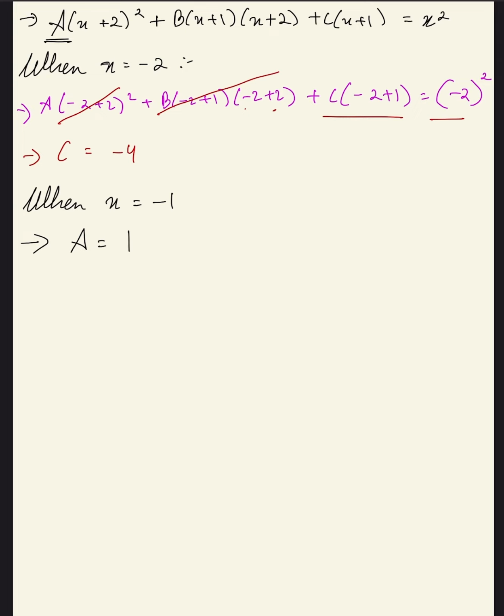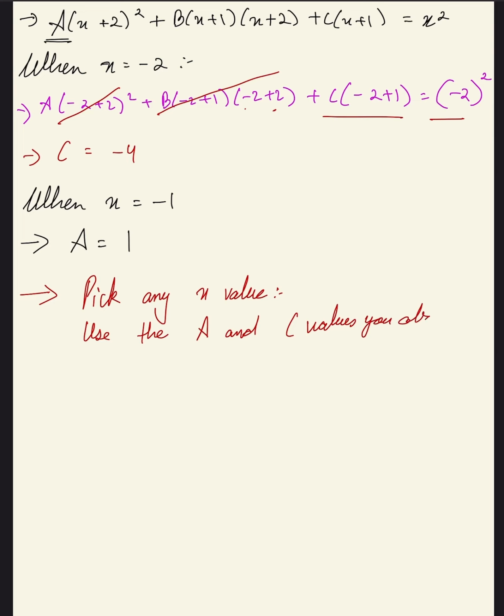Now let's find the B value. This might be a little different, because to find the B value, you pick any x value, like anything, and you use the A and C values you already know. So A is 1 and C is -4. So solving the equation will give you B as 0.